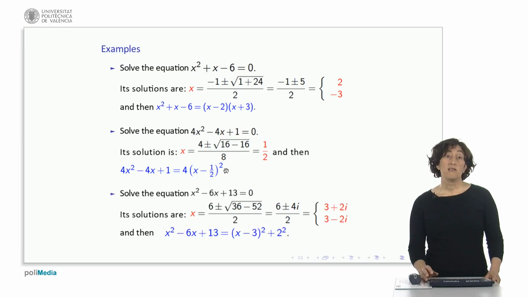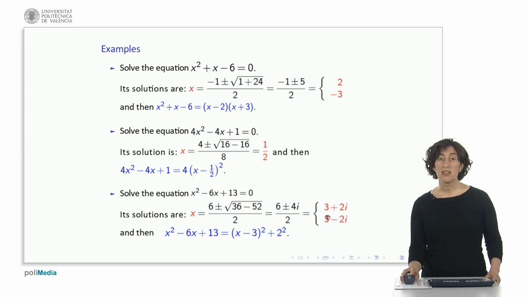And in an example of complex solutions, it would be x squared minus 6x plus 13 equals 0. That, as you see, b squared minus 4ac, 36 minus 52, is negative. Therefore, the solutions happen to be imaginary numbers. In this case, the roots are 3 plus 2i and 3 minus 2i, conjugate complexes, and it allows us to write x squared minus 6x plus 13 as (x minus 3) squared plus 2 squared.